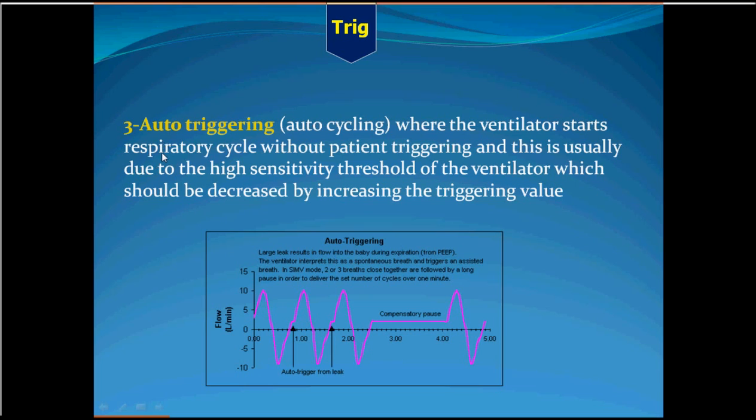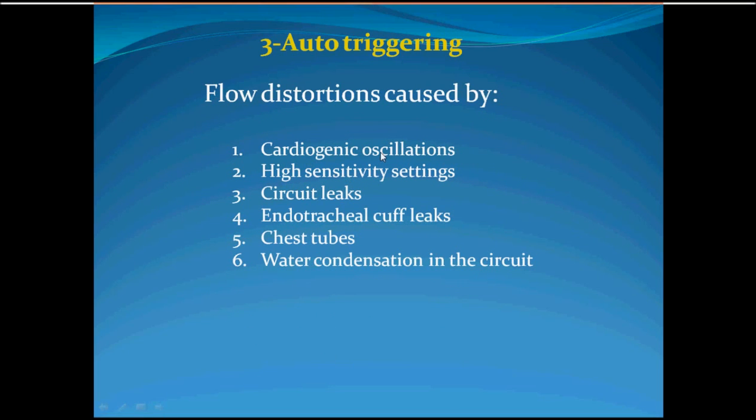The third part is auto triggering. What is meant by auto triggering? Auto triggering means that the patient himself did not stimulate the ventilator to start a cycle, but the stimulation comes from outside, usually from the patient circuit. The patient did not make an effort to trigger the ventilator. This is usually due to cardiac oscillations, which might lead to something like that, or a high sensitivity setting, where instead of 3 centimeters water, you put 1 centimeter water.